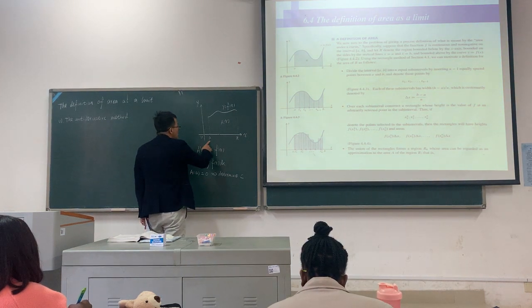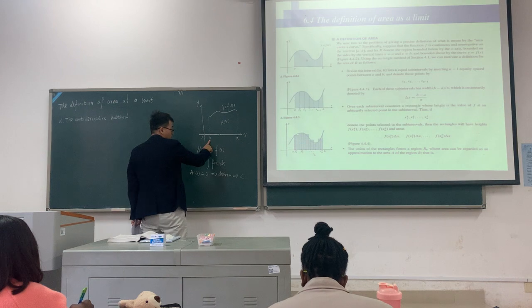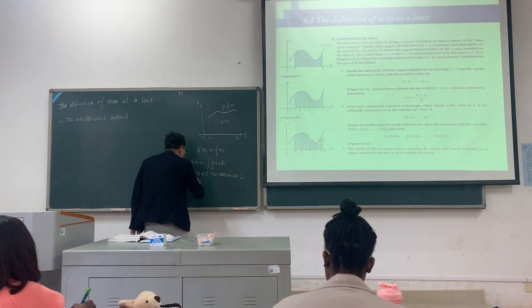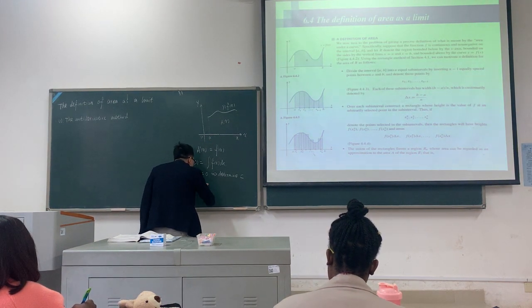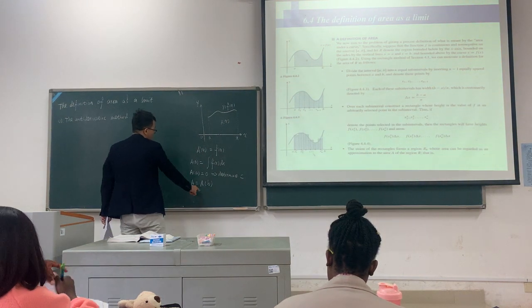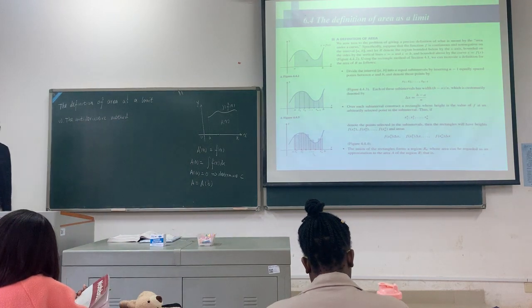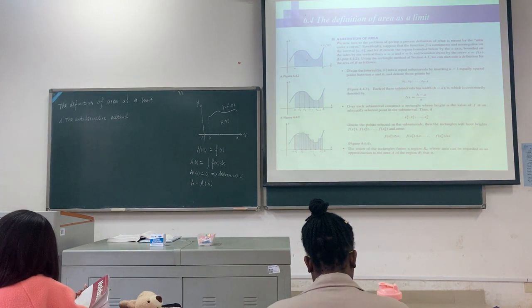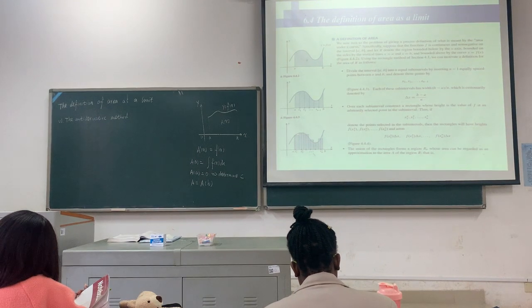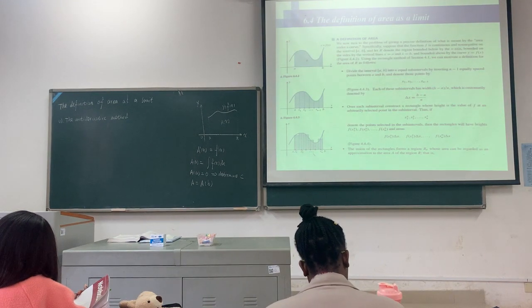So the area is the function at b, so the area equals A(b). This is the first method, the anti-derivative method.